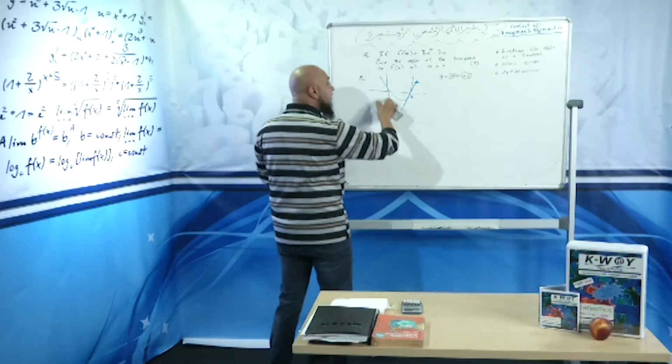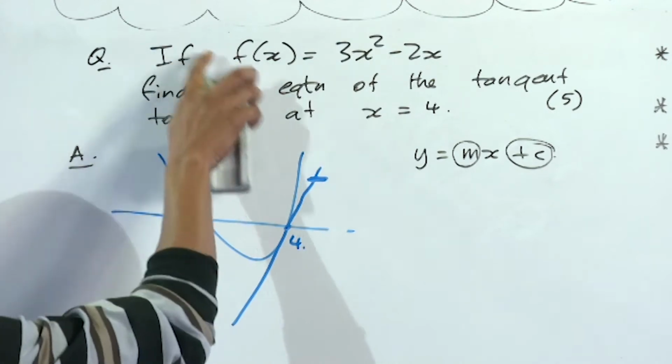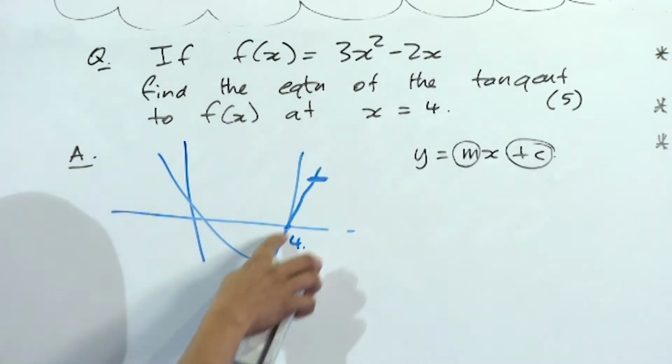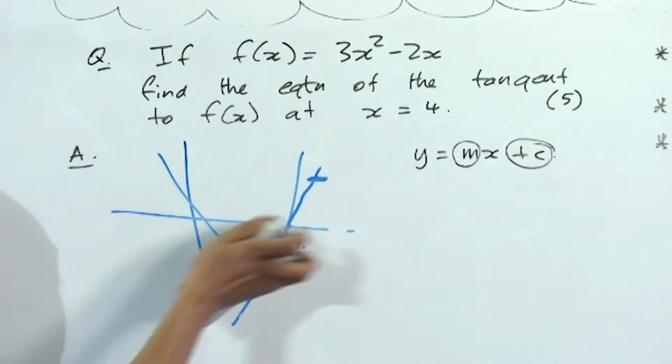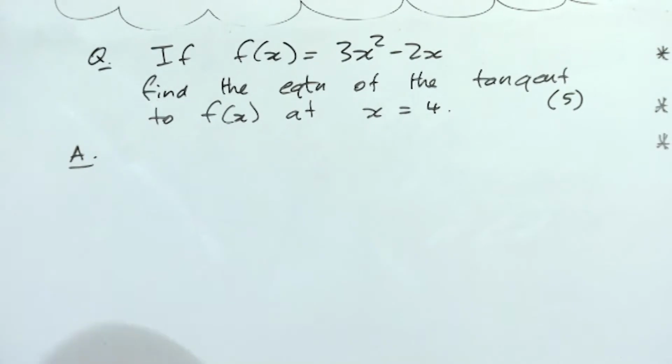This here is just to give you an illustration as to what is going on in the question. They say, if f of x is equal to 3x squared minus 2x, find the equation of the tangent to f of x at x equal 4. Now, step number 1, I'm going to give you a copy and paste process. Let's start with step number 1.